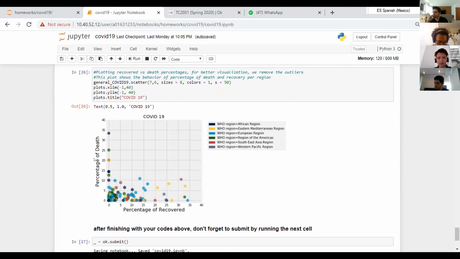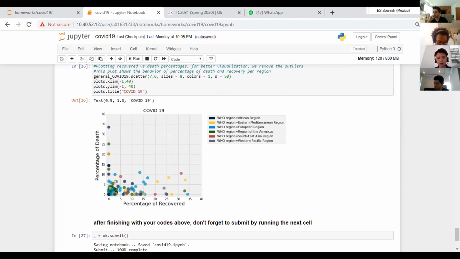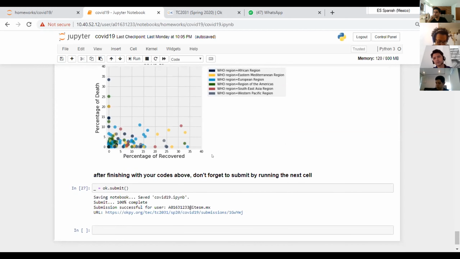And in this case, I am comparing the percentage of death and the percentage of recovered. This is very spread, but we can see that almost all of them are here, with a very small amount of people recovered, and the percentage is not that high. It's almost between 0 and 5%. And that'll be it.